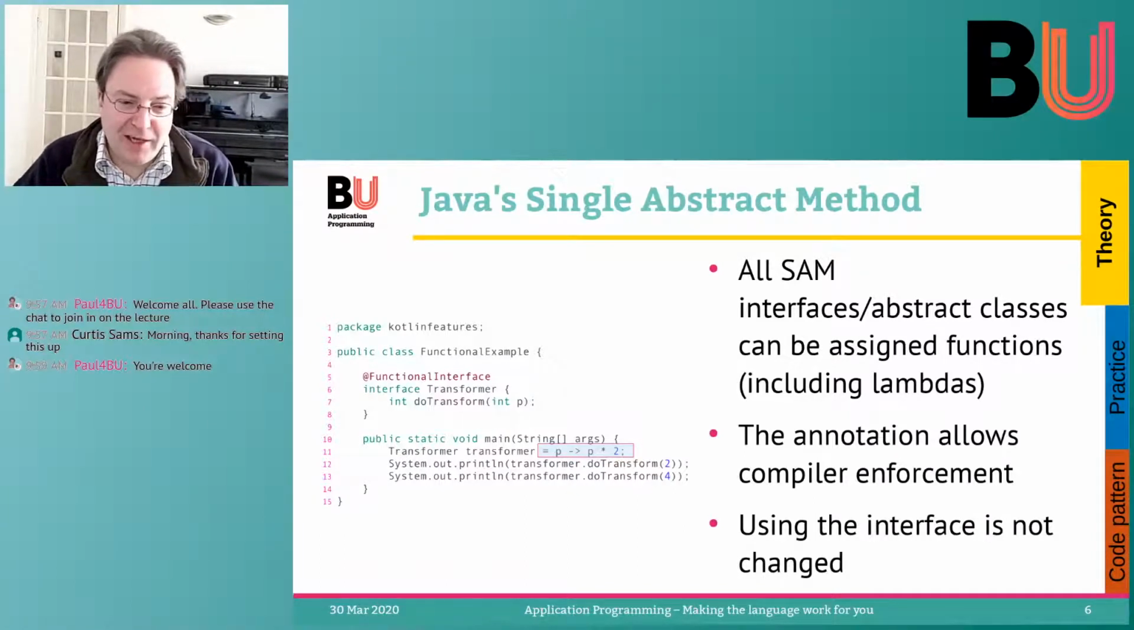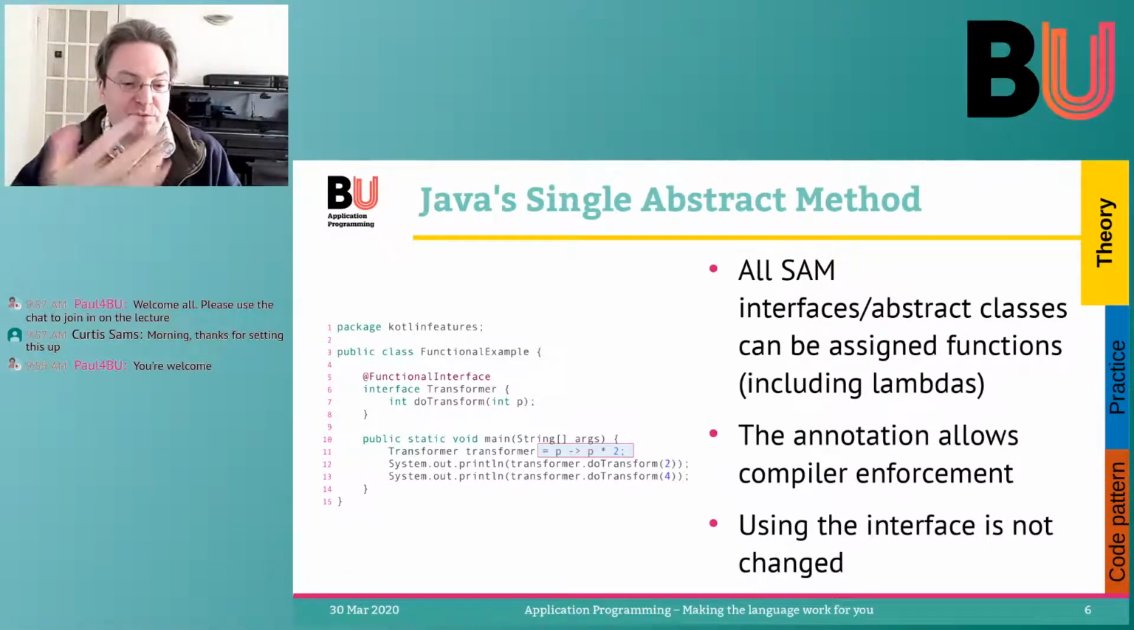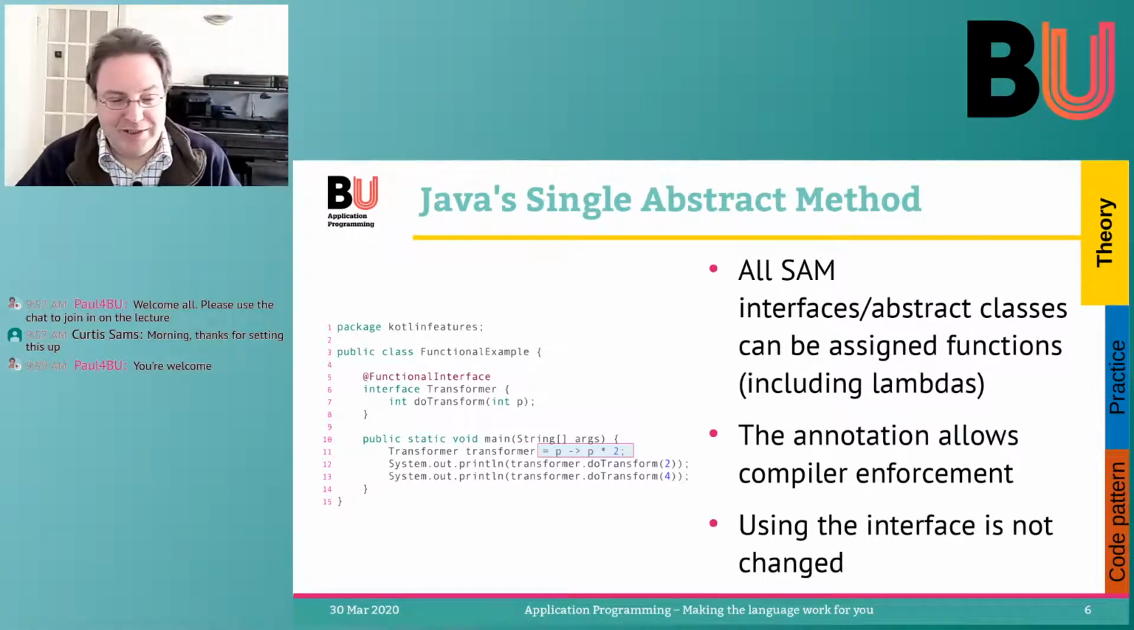It looks slightly different from the Kotlin one. There are no curly braces involved in this particular case. This is a Java lambda. And then we can print, calling this transformer with doTransform(2) and doTransform(4). So this prints out 4 and 8.